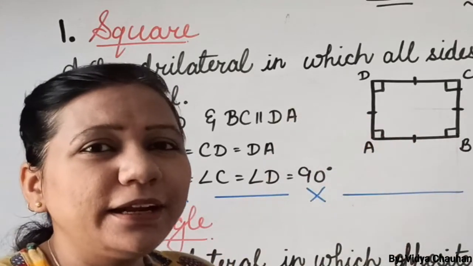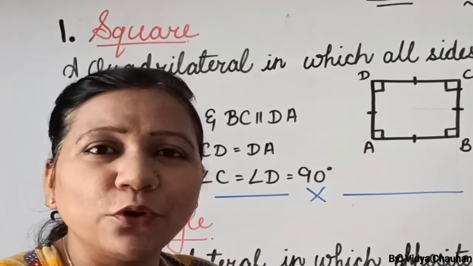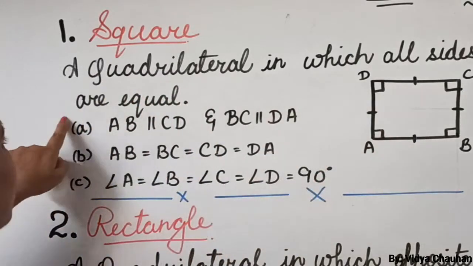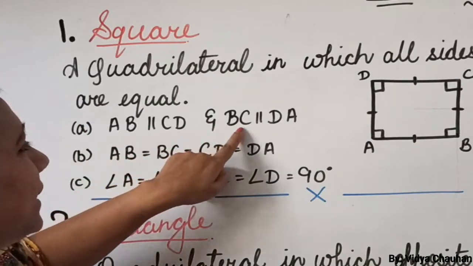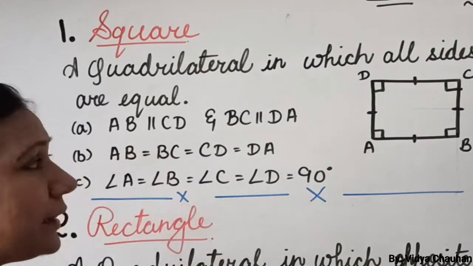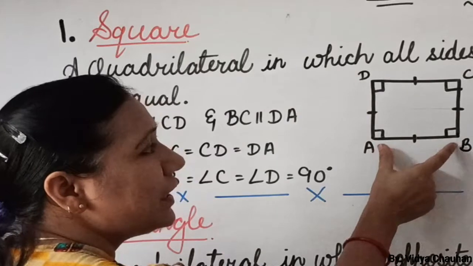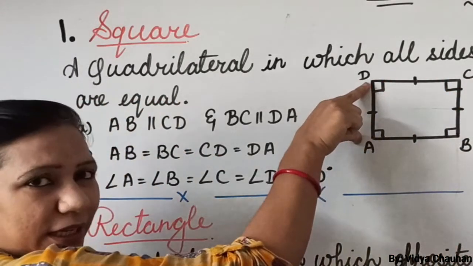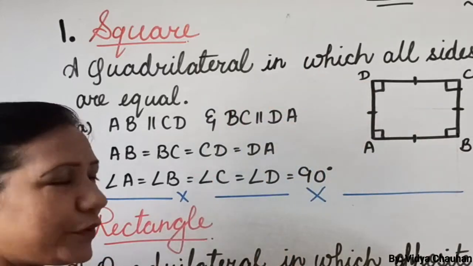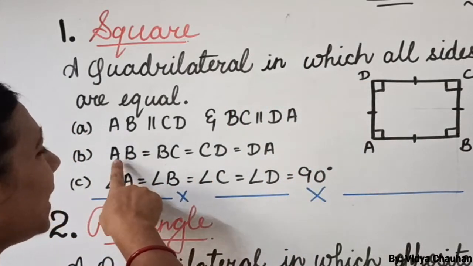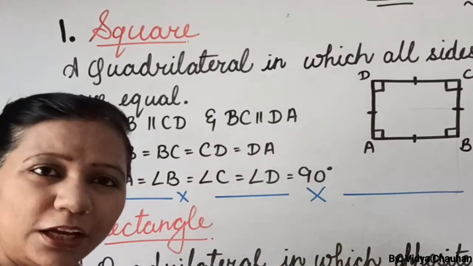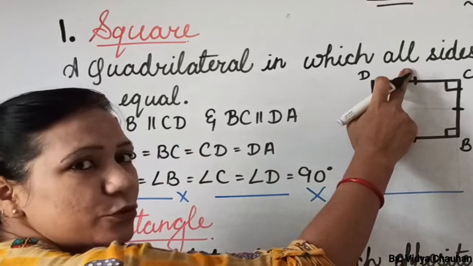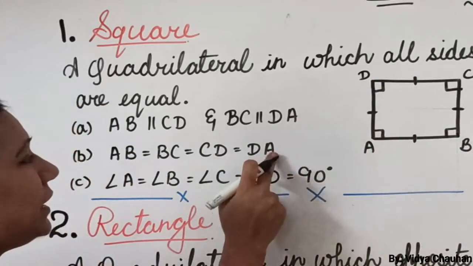But it is not declared a square only because it has 4 equal sides. There are some other properties also. What are those? The opposite sides are parallel. That means side AB is parallel to CD and side BC will be parallel to DA. So this is the first property of a square. The second property says that all the 4 sides are equal. That means AB is equal to BC is equal to CD is equal to DA.